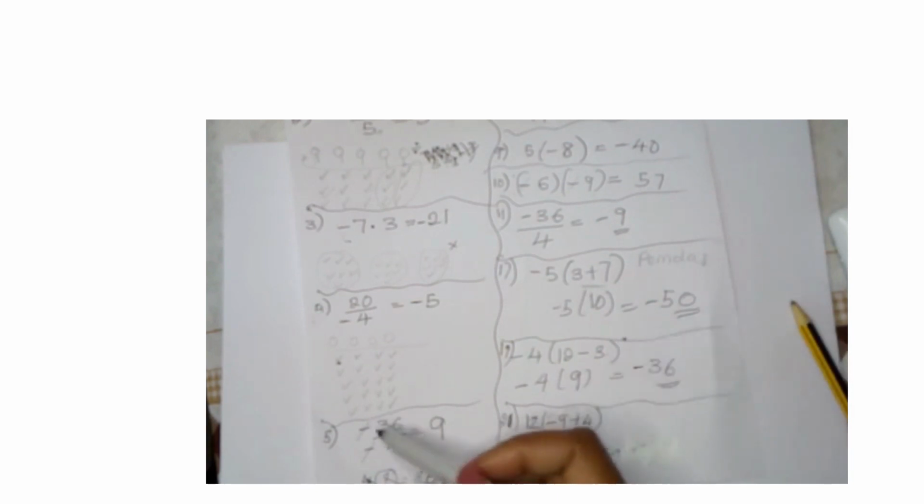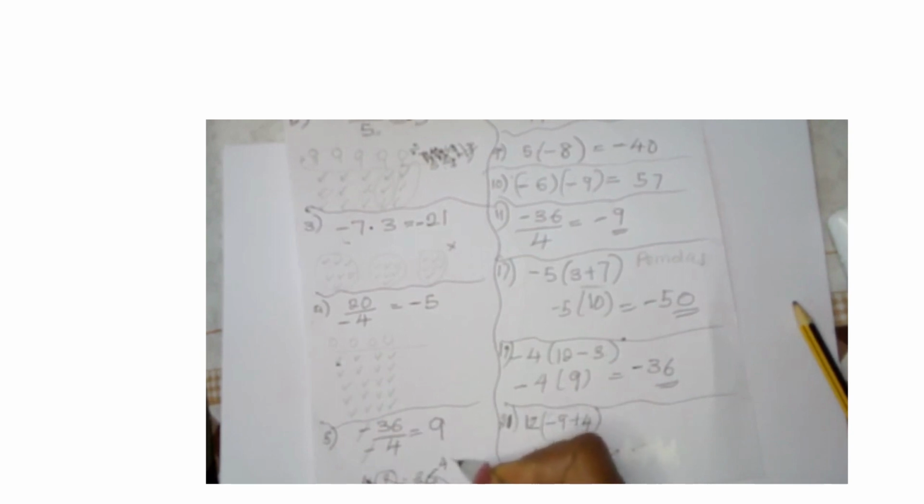Look at this, 36 divided by 4. Another way of solving division is that you ask yourself, this is 36. 4 times which number will give you 36? You go to your multiplication. 4 times which number will give me 36? It's 9. 4 times 9 is 36. So 36 divided by 4 will give you 9, and 36 divided by 9 will give you 4. Okay?